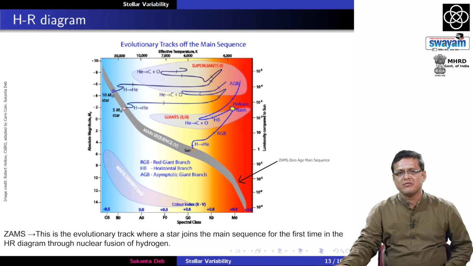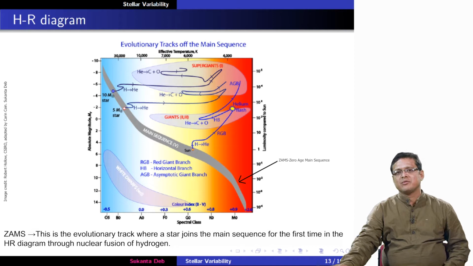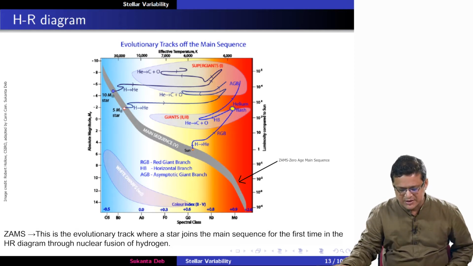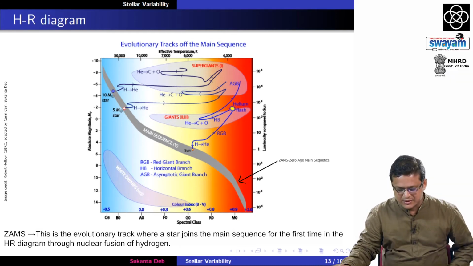This shows the evolutionary tracks of the main sequence stars, and we can see the different regions in the HR diagram. When a star burns helium in its core to produce carbon and oxygen, these are called horizontal branch stars. In the main sequence, a star burns hydrogen to produce helium, and similarly different tracks of nuclear burning are shown in the figure. In the main sequence, a star mainly burns hydrogen in the core.